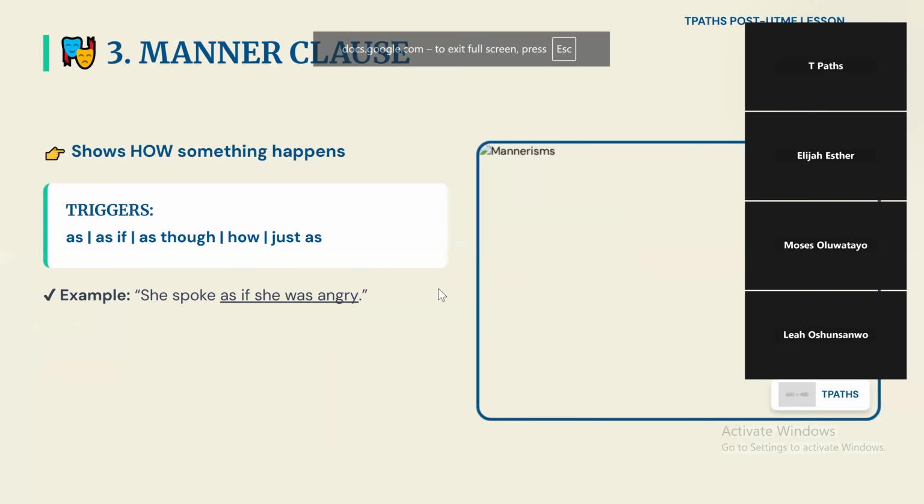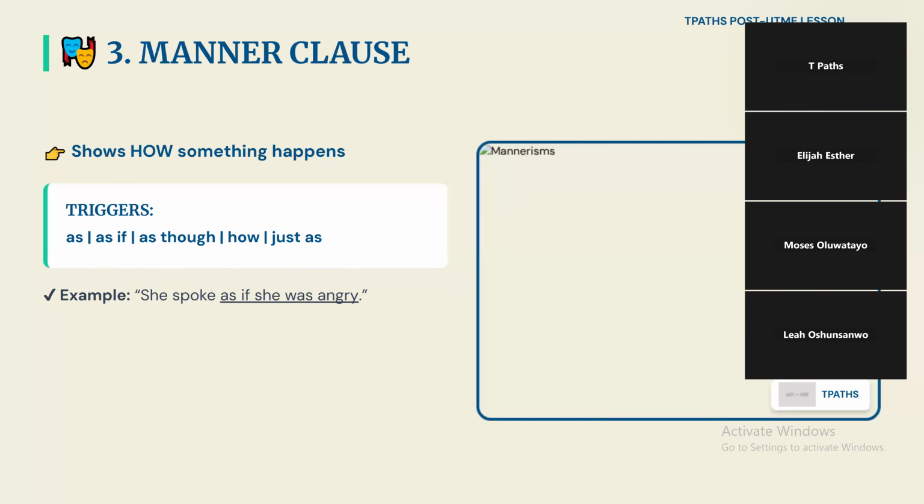Okay, now we're going to move on to the manner clause. Clauses are groups of words that have a subject and a verb. So now we are talking about the adverbial clause. An adverbial clause explains the state of a verb in a sentence.